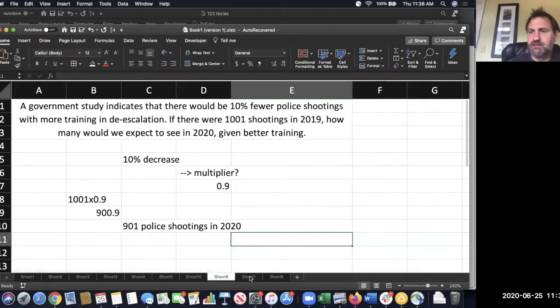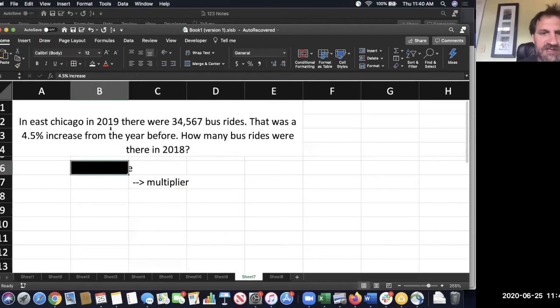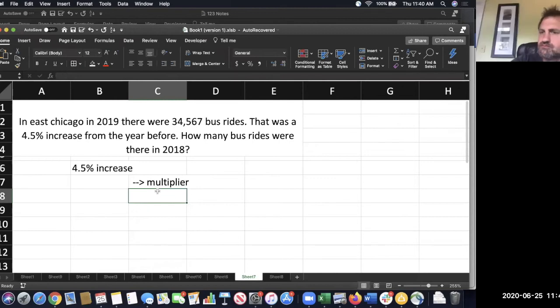So that's an example of where you go through the process, figure out the multiplier, you apply it, boom, you got your answer. Now let's look at a situation where that doesn't work. And we got to go on to the next step. So you got a 4.5% increase in bus rides. Okay, what's the multiplier for a 4.5% increase? I got 0.955. Should I be rounding here or no?